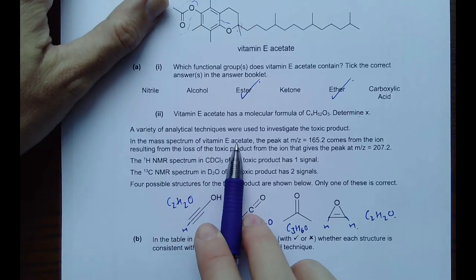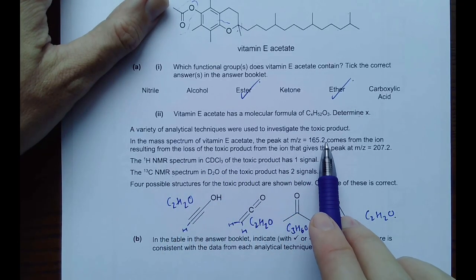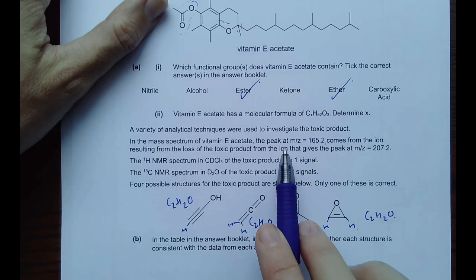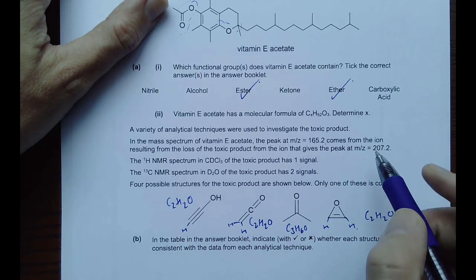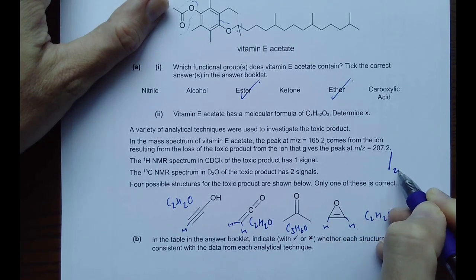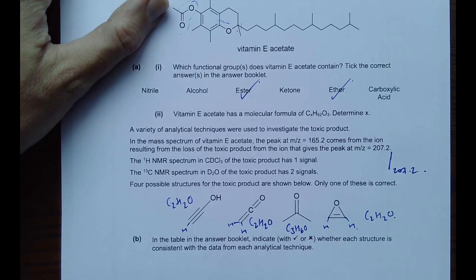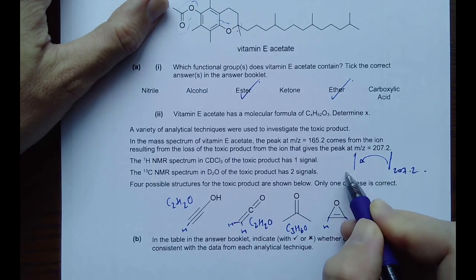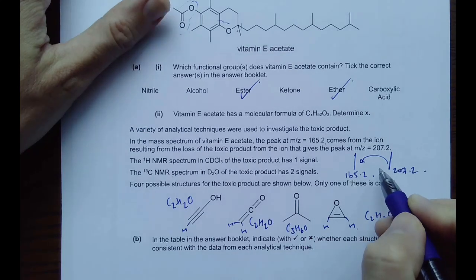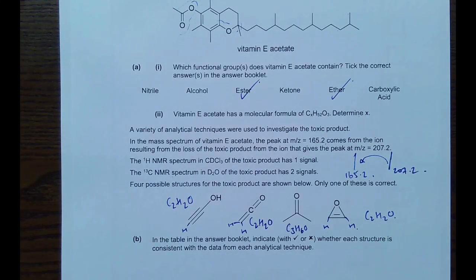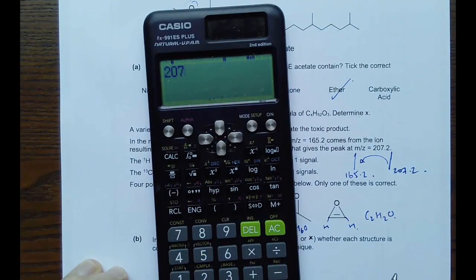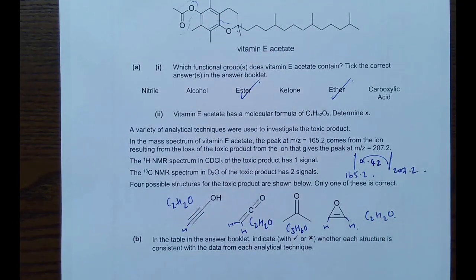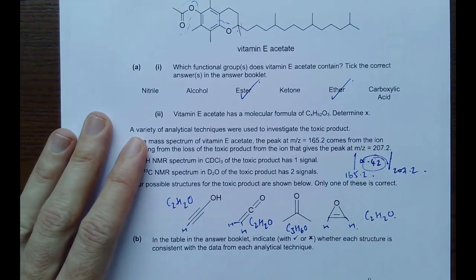So in the mass spectrum of vitamin E acetate, the peak at 165.2 comes from the ion resulting from the loss of the toxic product from the ion that gives the peak at 207. So I get a peak at 207.2, and then I lose the toxic product, and I get another peak at 165.2. So the difference here between these, slightly too difficult for me to do in my head, so 207 minus 165 is going to be 42. So minus 42. That is the loss of the toxic product.